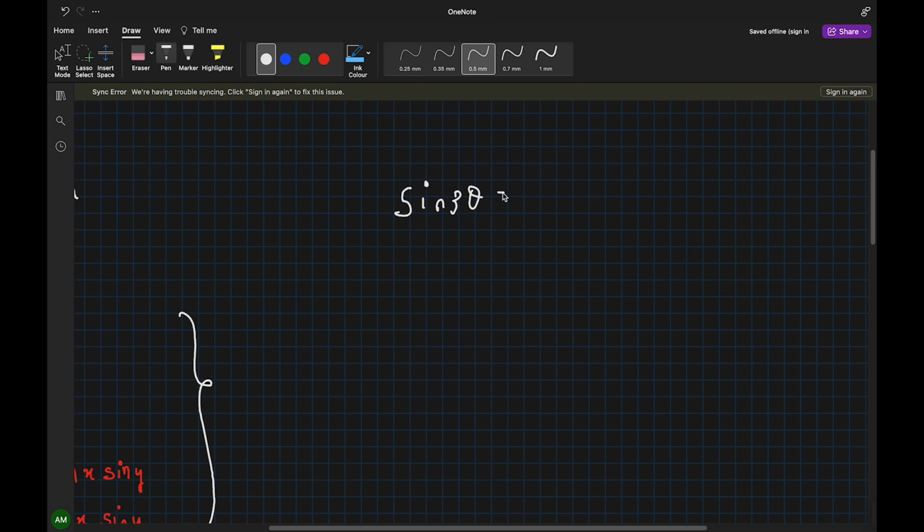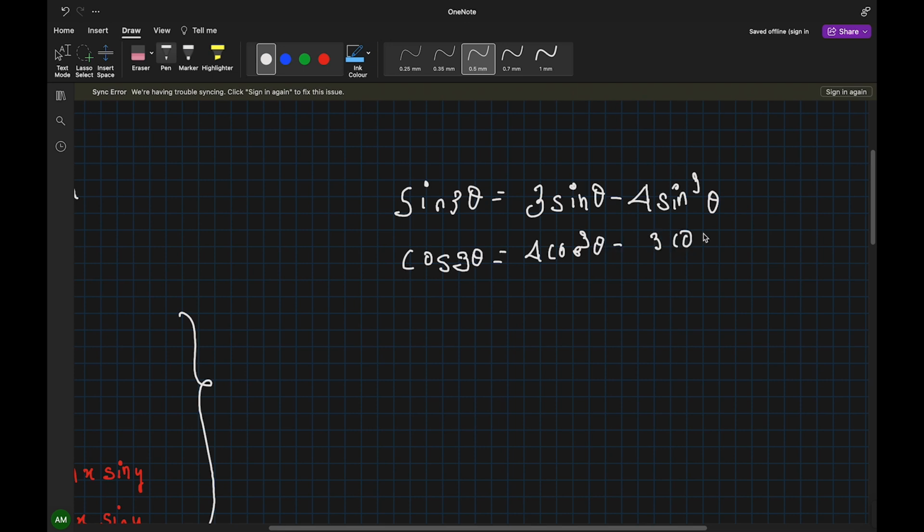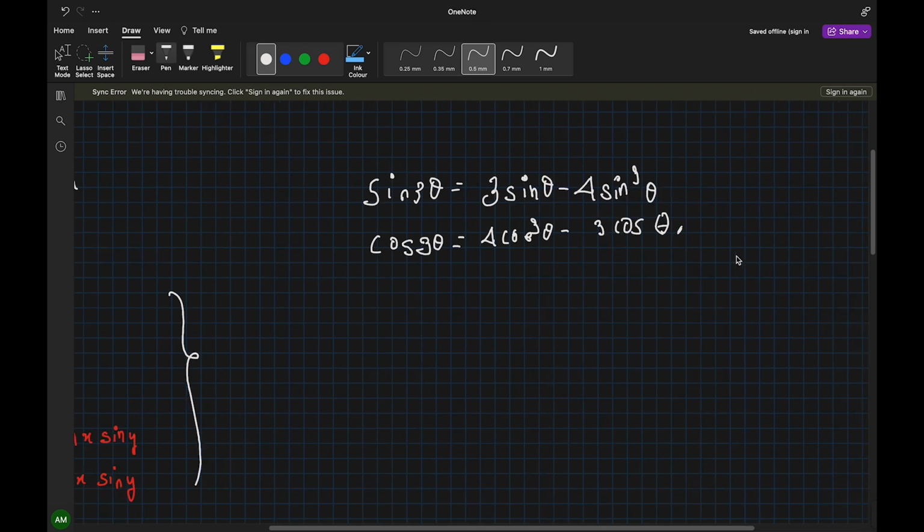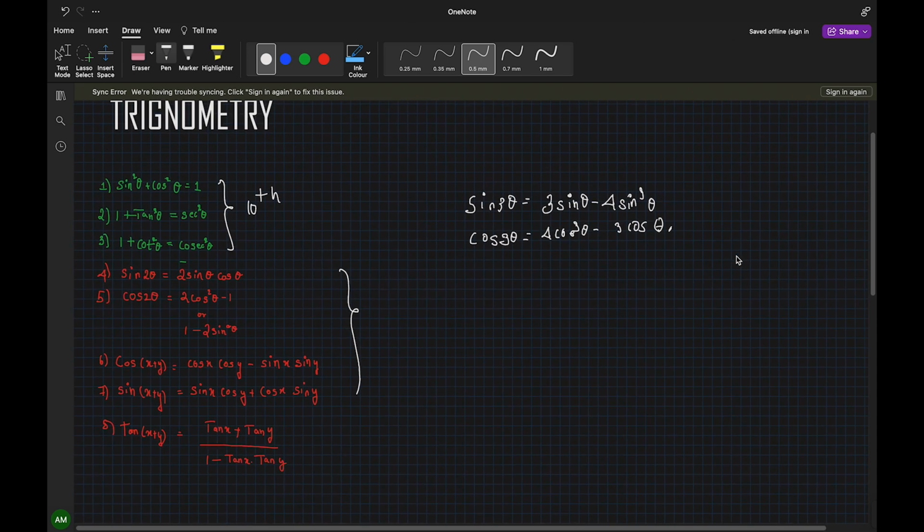Okay, so the sin 3 theta formula you require, which is what? Any idea? And cos 3 theta. Okay, learn these two also, add these two to your chart. Okay, now copy this quickly. Done.